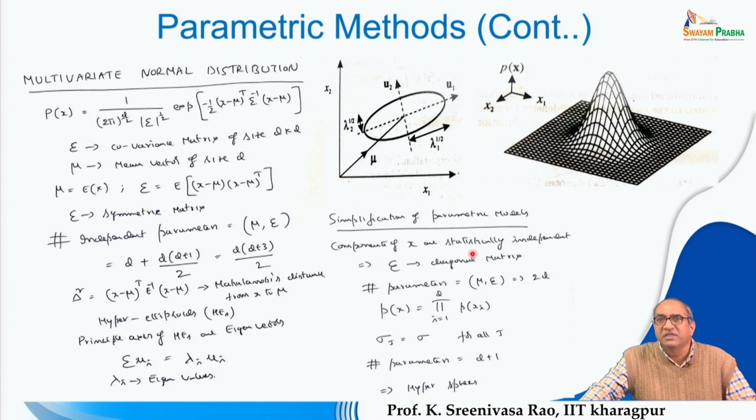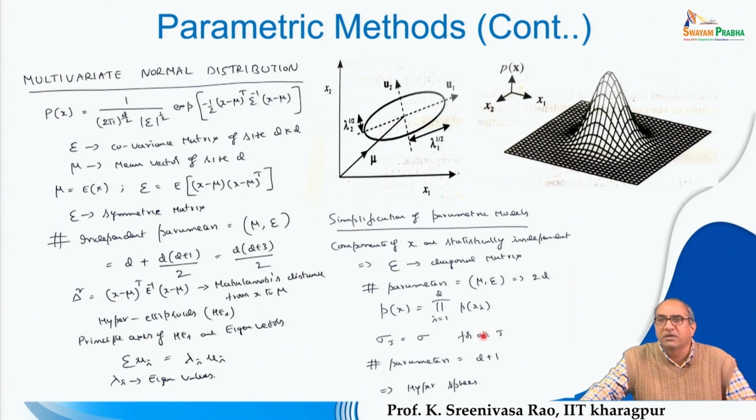How? One d is the number of parameters related to the diagonal elements of the covariance matrix, and another d is for the mean vector, which is a d-dimensional vector with d components. So related to the mean we have d components, and related to the covariance we have another d. So 2d will be there.